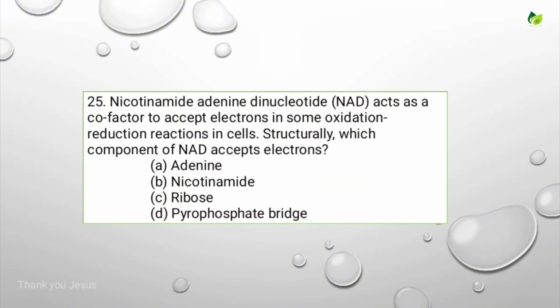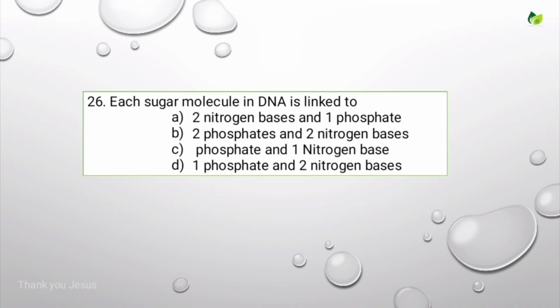Okay. So let's see the next question. Nicotinamide adenine dinucleotide, that means NAD, acts as a cofactor to accept electrons in some oxidation reduction reactions in cells. Structurally, which component of NAD accepts electrons? Options are adenine, nicotinamide, ribose, pyrophosphate bridge. For this, the correct answer is nicotinamide, which accepts electrons. Let's see the next question.